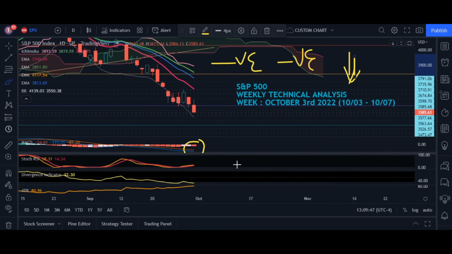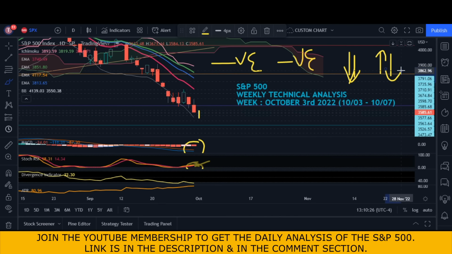Anyways, then comes the stochastic RSI. Stochastic RSI, the K channel is 18 and the D channel is 14. There is not much difference and there is not enough momentum. This means that if on Monday there comes a bear candle, then there will be a crossover in the K channel and the D channel, and again the stochastic RSI will be bearish. As of now, there is not enough momentum, so we will say that directionally the stochastic RSI in case of the S&P 500 is bullish. However, momentum wise, the stochastic RSI for the S&P 500 is bearish.